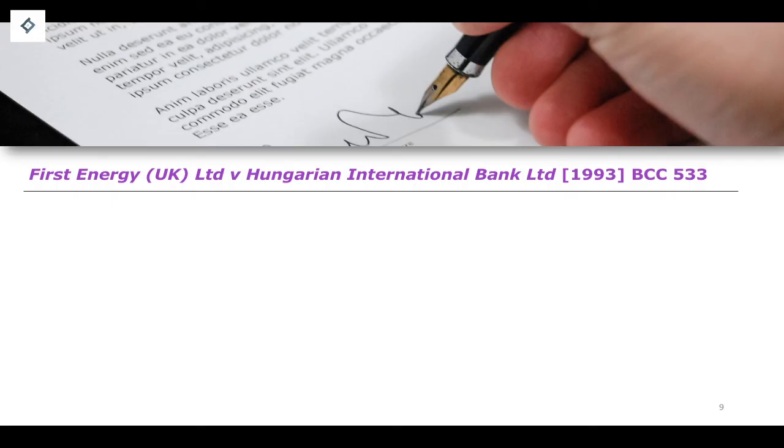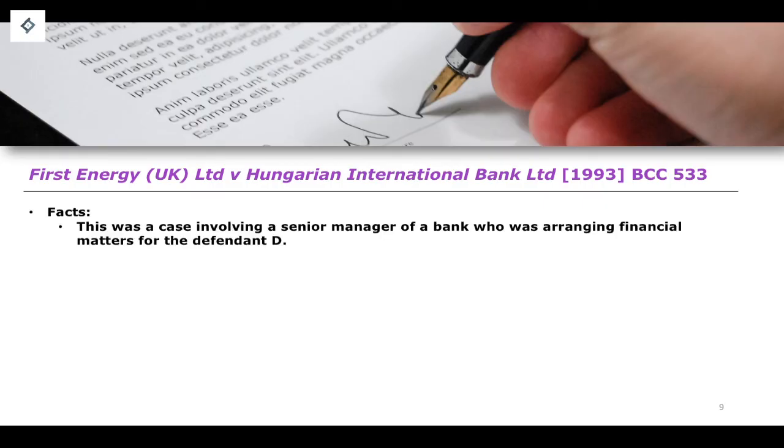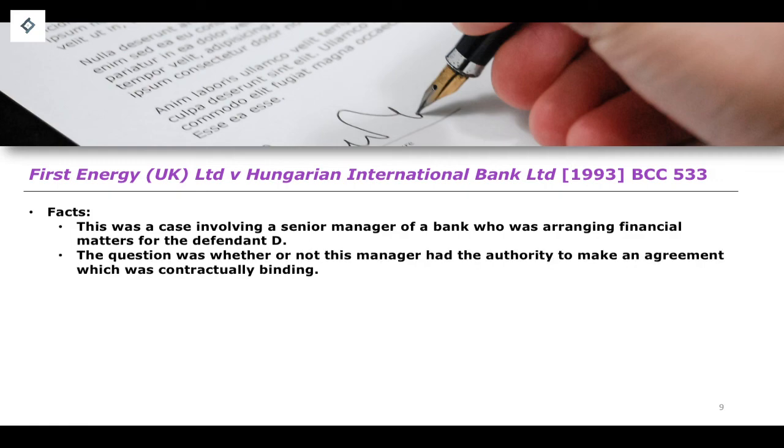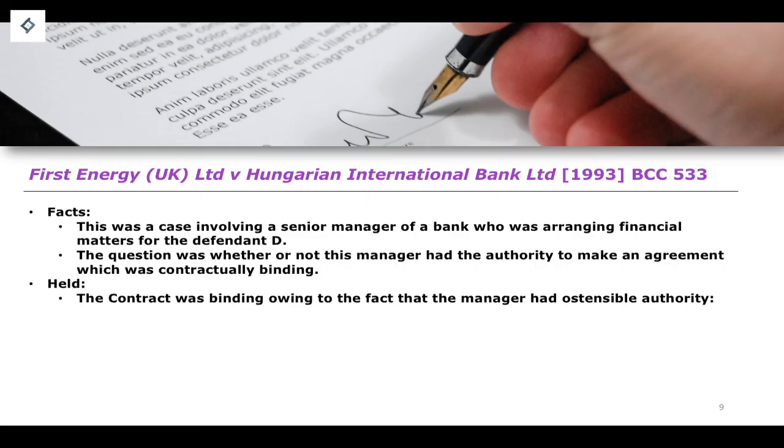So, for example, in the case of First Energy and Hungarian International Banks Limited from 1993, we have a case involving a senior manager of a bank who was arranging the financial matters for the particular defendant. Now, the question here was whether or not this manager had the authority to make an agreement which was contractually binding. And ultimately, it was held that the contract was binding, owing to the fact that the manager had what is known as ostensible authority.